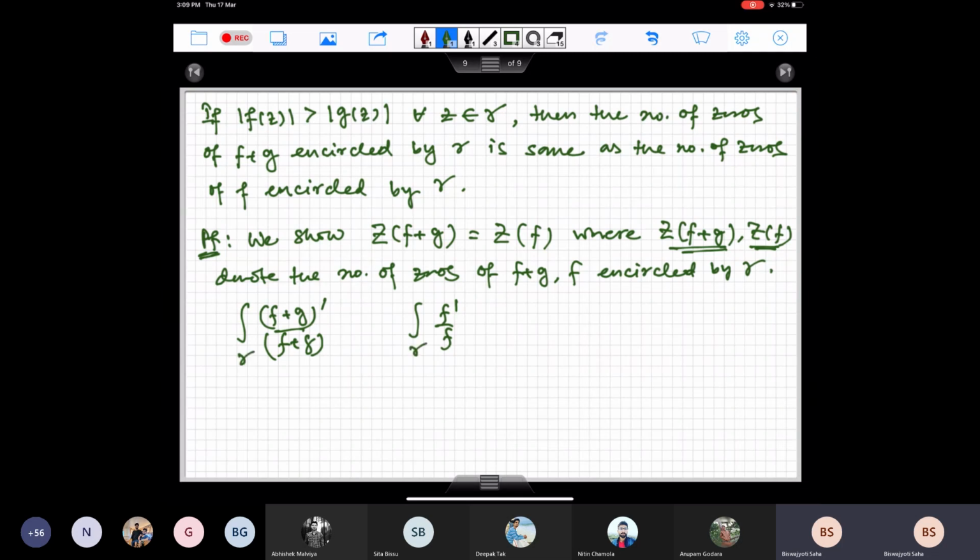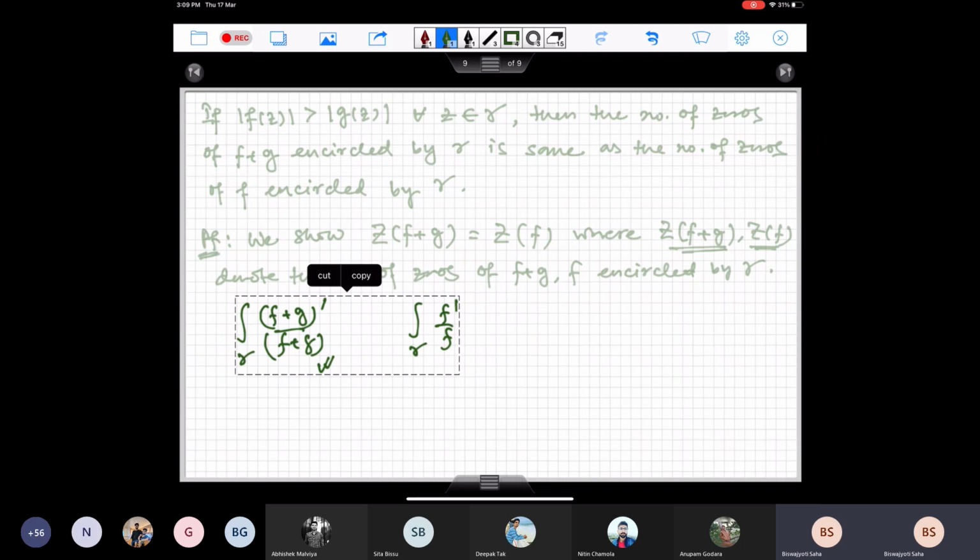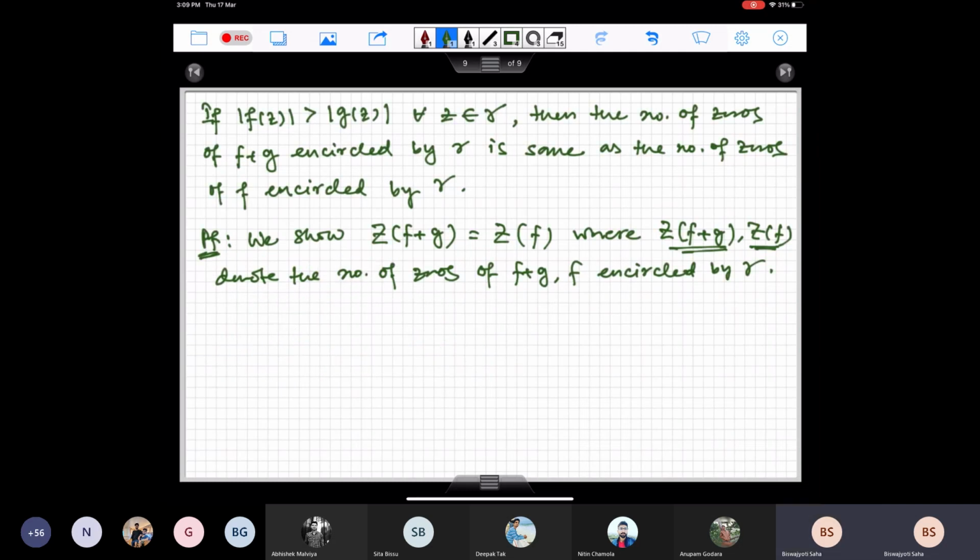That's very natural. And of course, I have taken holomorphic functions, so no poles are coming. So the only singularities of (f plus g) prime upon f plus g or f prime upon f are going to come from zeros of f and f plus g. Okay, so that's the purpose of considering these two integrals. Now that I have to take (f plus g) prime divided by f plus g and f prime divided by f, let us try to understand their relation.